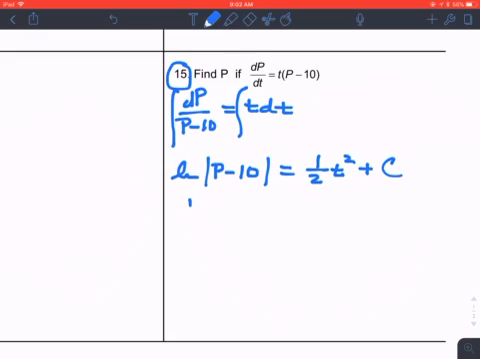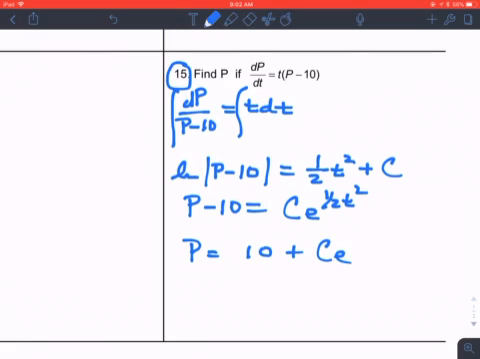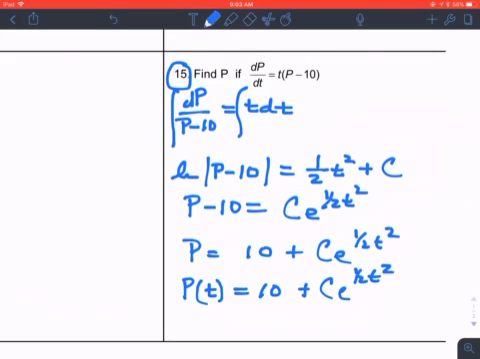So if I exponentiate both sides, I'm going to get p minus 10. And when I exponentiate the other side, if you remember, I get e to the 1/2 t squared plus c, but I end up bringing that c out front. So it's c e to the 1/2 t squared. Solving for p now, I'm going to get 10 plus c e to the 1/2 t squared. That's what we're looking for. Or you could write p of t, either way works, is 10 plus c e to the 1/2 t squared, or c e to the 1/2 t squared plus c. Either one of those works.